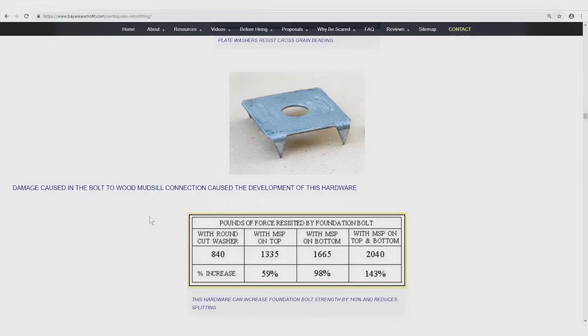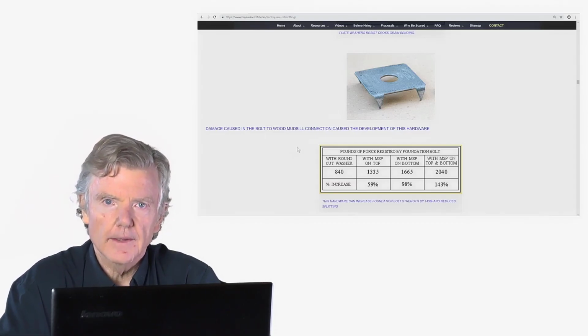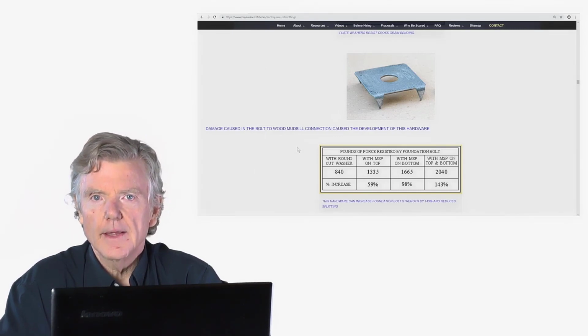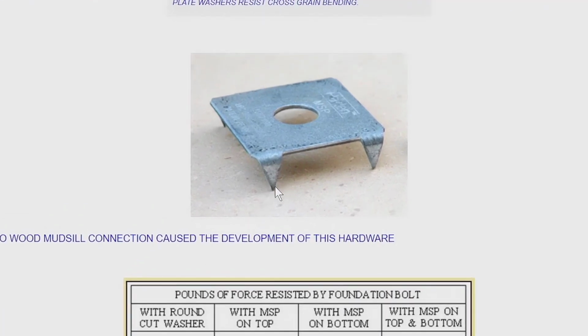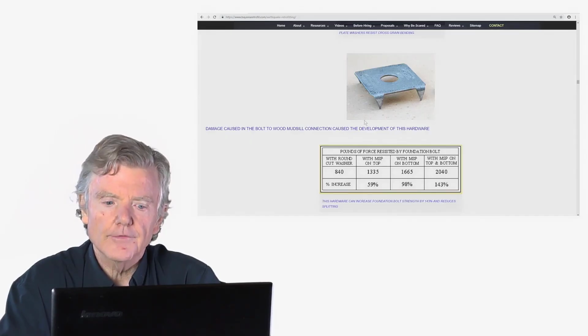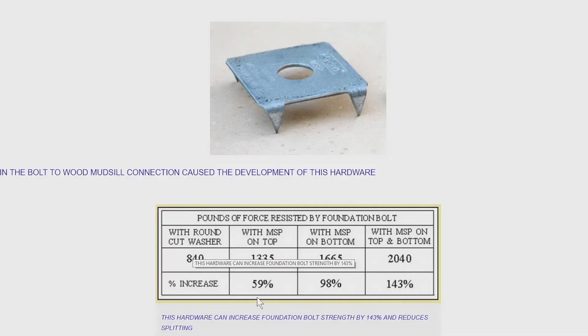So next thing I'd like to talk to you about are mud sill plates. Mud sill plates are a type of hardware that were invented after the Northridge earthquake because of split mud sills, and they were also trying to strengthen the bolts overall. This type of hardware right here has these teeth in it, and the teeth, if they're installed correctly, prevent the mud sill from splitting. And they found it also had a remarkable increase in strength of the bolt. For example, these bolts increased by 59%. And then if you put one of these on the top and on the bottom, it would increase by 143%.